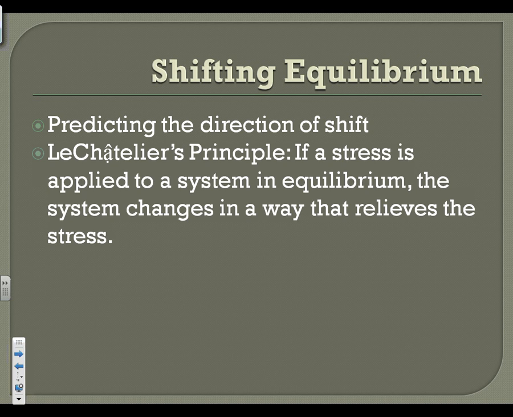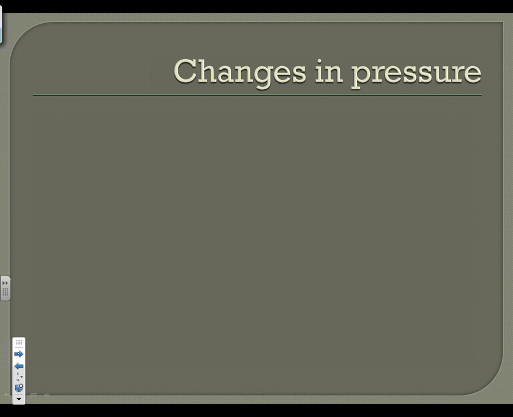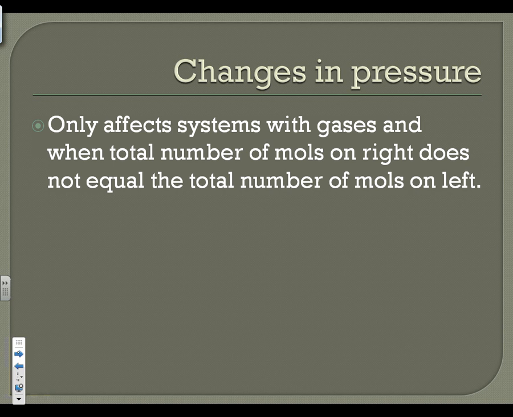We're going to follow Le Chatelier's Principle. If a stress is applied to a system in equilibrium, the system changes in a way that relieves the stress. There are really only three stresses that we need to talk about. The first stress is changes in pressure. It only affects systems with gases.